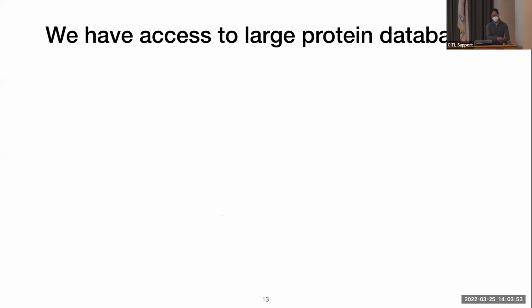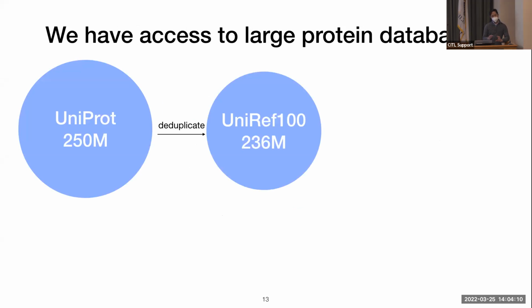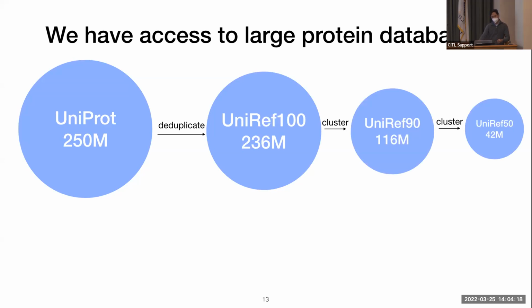So like I said, we have access to large protein databases now. For example, UniProt has 250 million sequences or so. There's actually a bigger one now called BFD. I'll let you figure out what the F stands for. And if you deduplicate UniProt to 100% identity, there's 236 million sequences. You can cluster those to 90% or 50% identity and get 116 or 42 million sequences. I think these numbers have gone up a bit since I made the slide even.